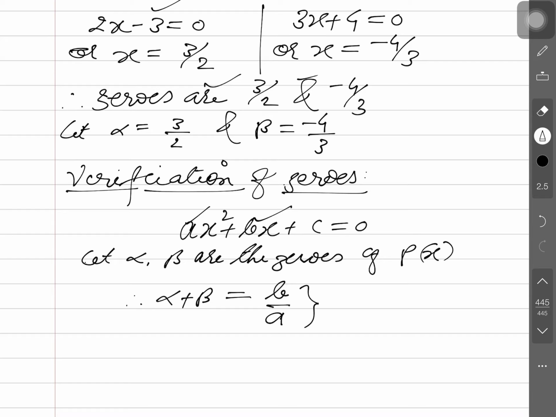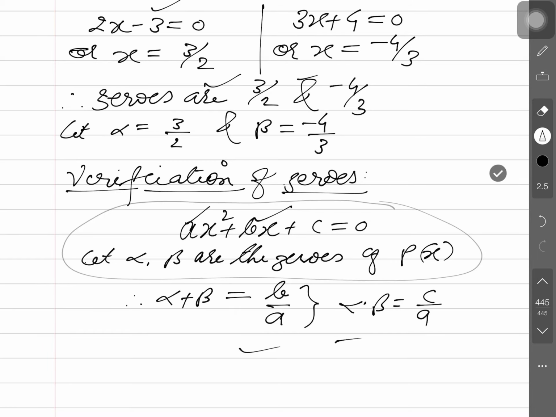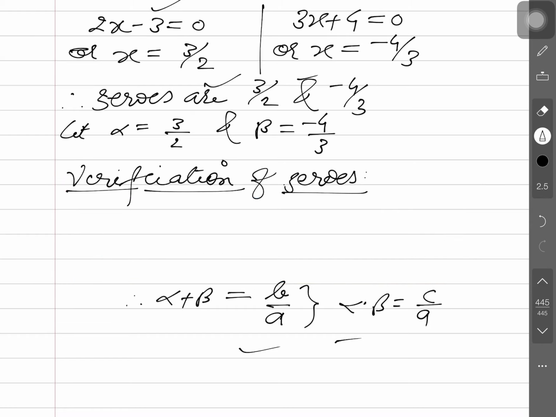Clear? So the zeros of any polynomial relate with each other in this manner. Understood, guys? And the second is alpha into beta is equal to c by a. If this situation comes, then we say this is verified. Suppose alpha is 3 by 2, and what is beta? Minus 4 by 3.